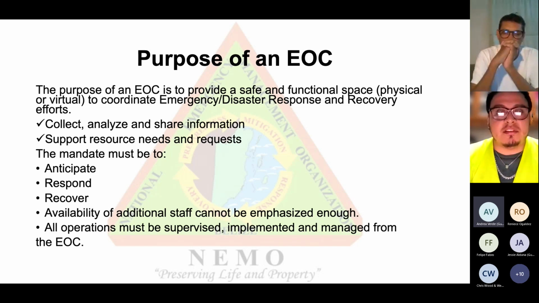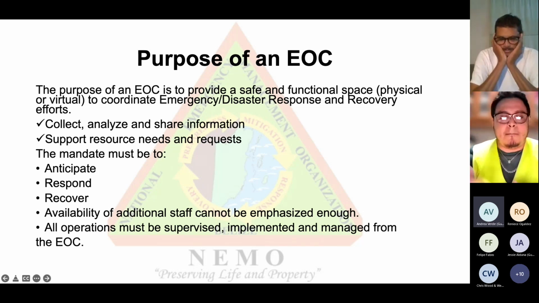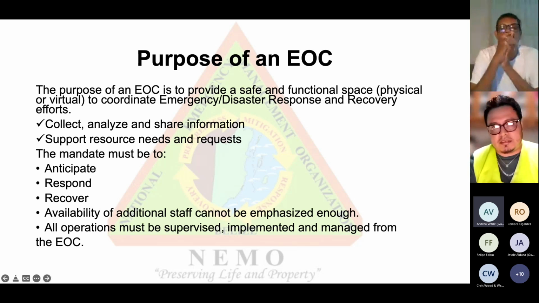For example, this community emergency response team, we're training you guys for when it's time to recover. We have our teams being deployed, for example, damage assessment, needs analysis, the relief and supplies management committee, and some of the CERTs. Availability of additional staff cannot be emphasized enough. All operations must be supervised, implemented, and managed from the EOC. So meaning there must be a head. For example, in our EOC, we have a chairperson, a director, the coordinator, and the regional coordinator that supervise, implement, and manage the 15 operational committees.